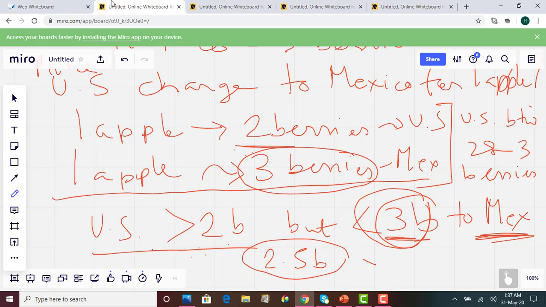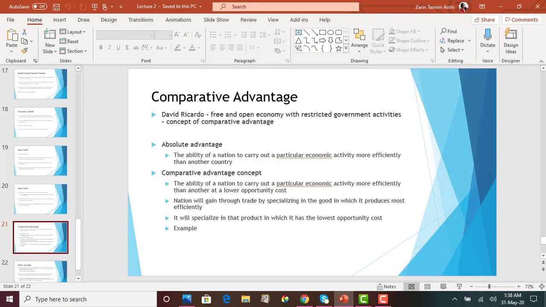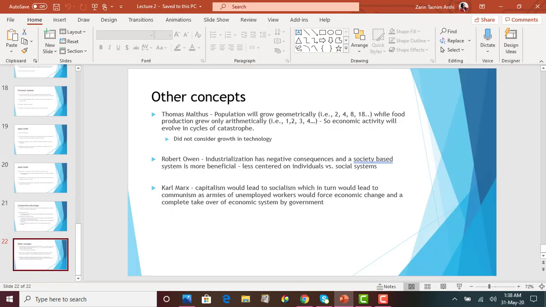So in this way, if you see, when USA is charging more than 2 berries but less than 3 berries, it's benefiting both US because they are making profit, and it's also benefiting Mexico because they are paying less cost than their own opportunity cost. So that's how trade takes place, and that's how trade benefits both the parties engaged in this type of activity. So this is very important. There will be a problem like this in your homework and example and in your exam, so make sure you understand this example.